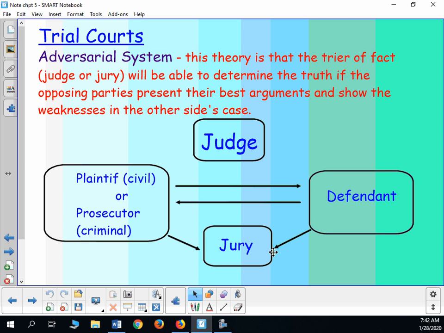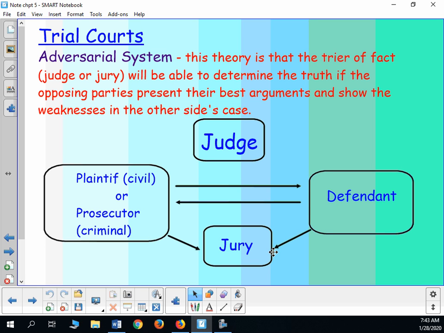All right, so trial courts, as we said, is an adversarial system, and this is a theory that the trier of fact, the judge or the jury, they're the decision maker, will be able to determine the truth if the opposing parties present their best arguments and show the weaknesses of the other side.